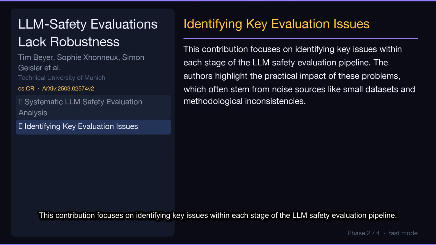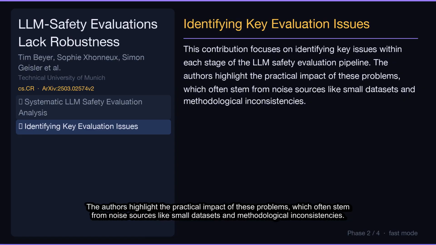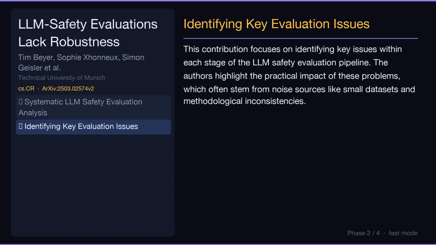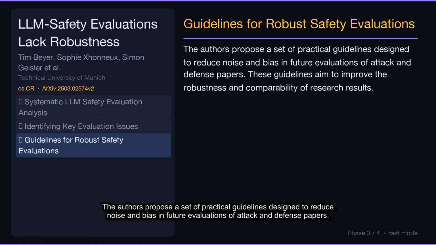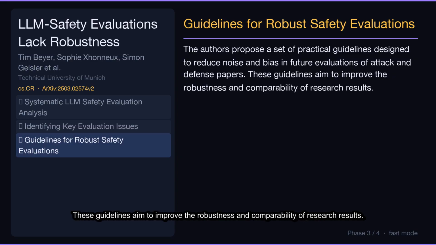This contribution focuses on identifying key issues within each stage of the LLM-Safety evaluation pipeline. The authors highlight the practical impact of these problems, which often stem from noise sources like small datasets and methodological inconsistencies. The authors propose a set of practical guidelines designed to reduce noise and bias in future evaluations of attack and defense papers. These guidelines aim to improve the robustness and comparability of research results.